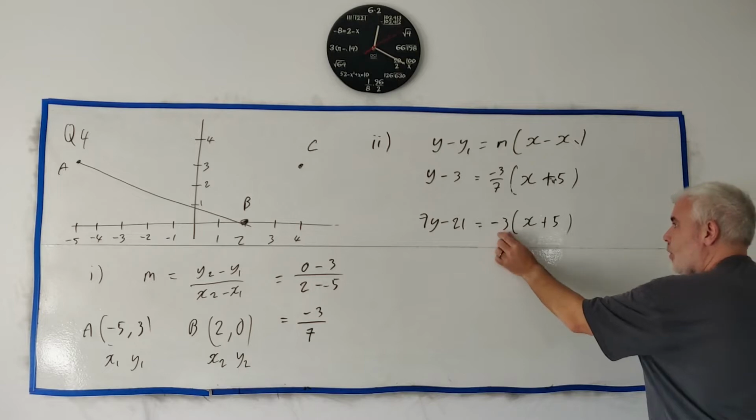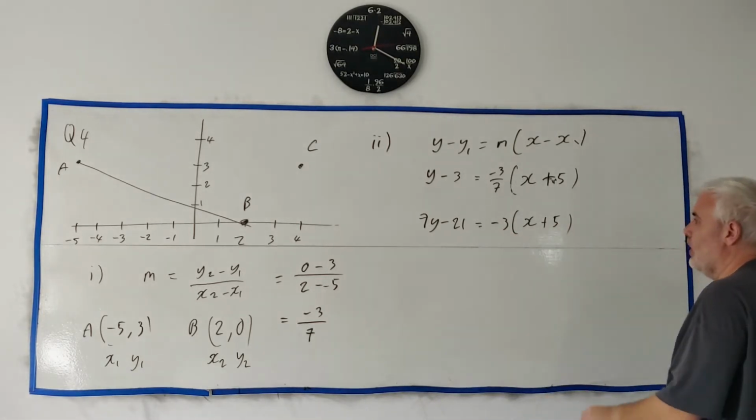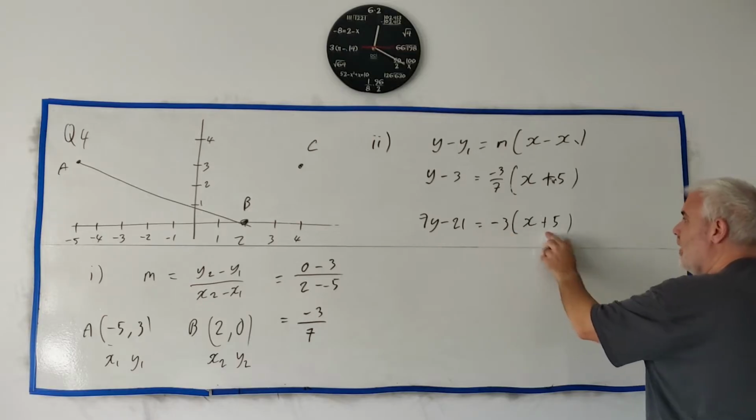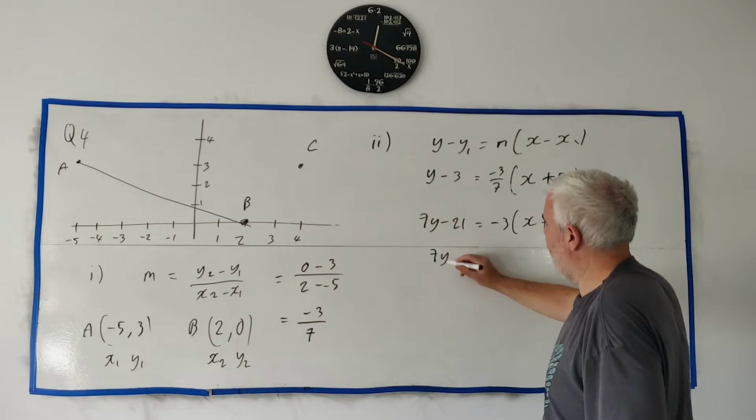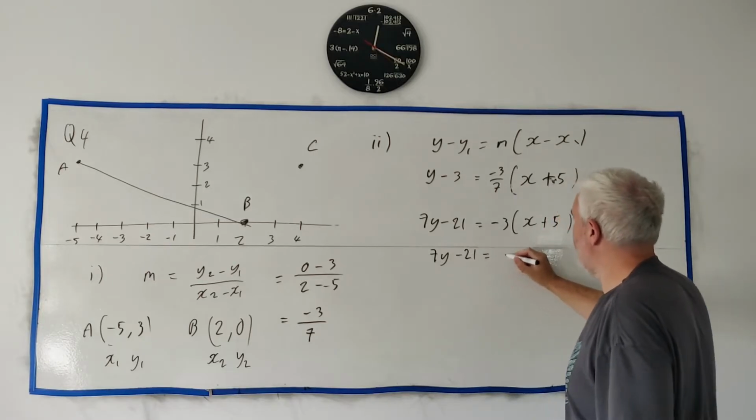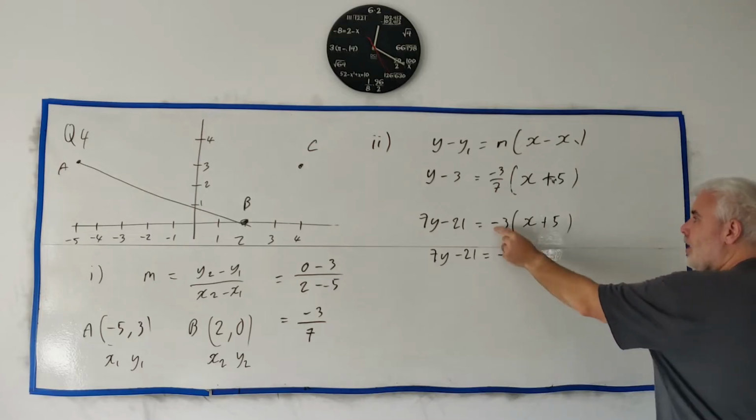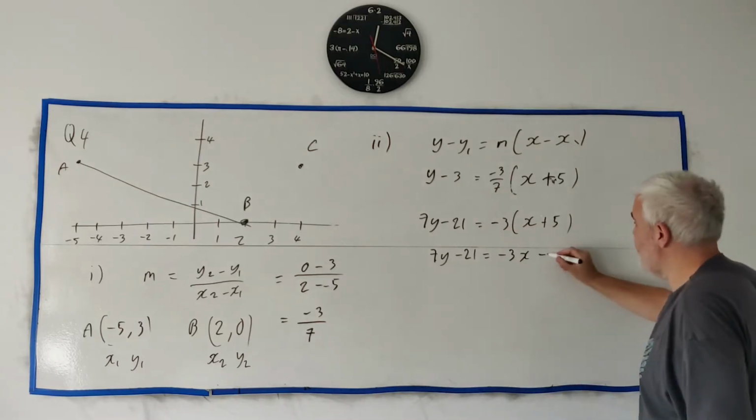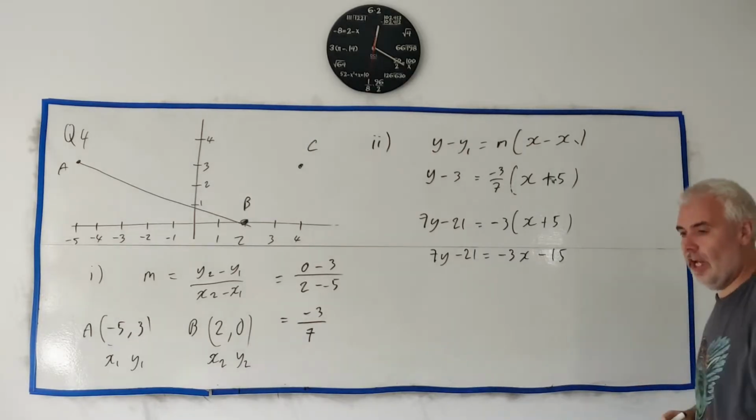Next, I like to multiply this bracket in. Again, this is a very common and very standard question to come up. We just multiply this in to get rid of this bracket. So on the left we'll have 7y minus 21 is equal to minus 3x. Minus 3 multiplied by x is minus 3x. Minus 3 multiplied by 5 is minus 15. That's it. That's the equation of a line already.